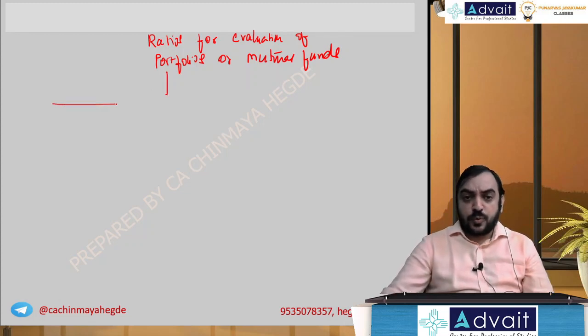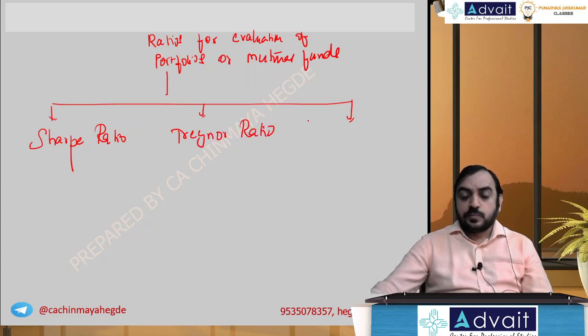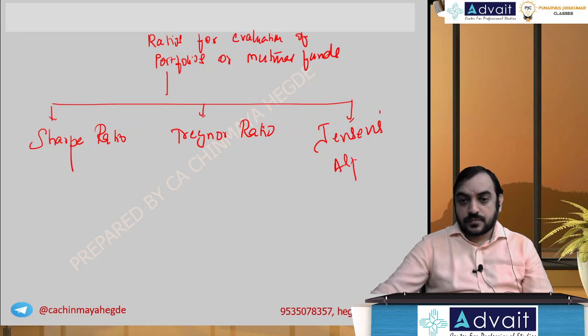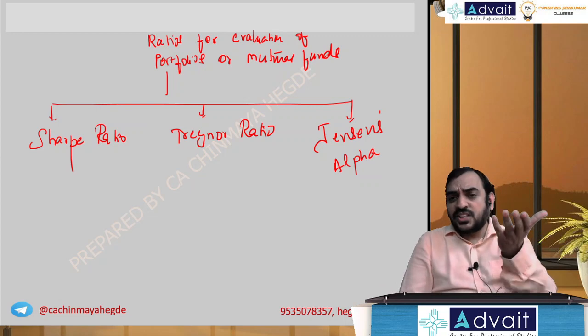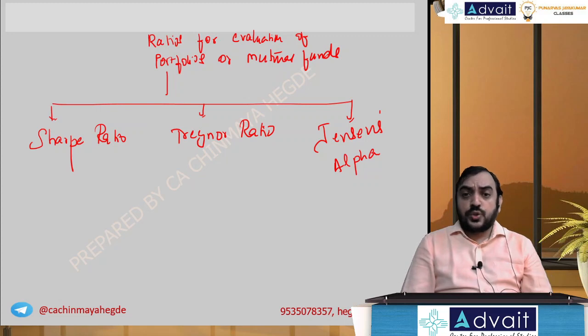There are 3 types of ratios. One is the Sharpe ratio. Other is the Treynor ratio. Then we have Jensen's alpha. And in the exam, they can ask you to calculate and ask you to rank. They'll give you 5 mutual funds, ask you to calculate these ratios and do a ranking. A typical question asked in exams.